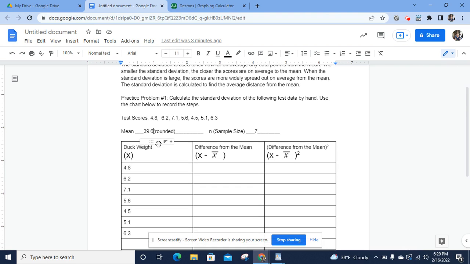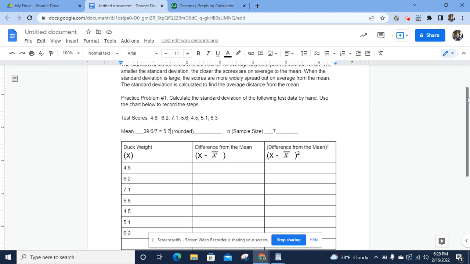So the first thing I need to do is, of course, calculate the mean. Now, my number of ducks I've got a sample of is 7. So I'm going to divide by 7, and then I'm going to get 5.7. When I divide 39.6 by 7, I get 5.7, rounded, of course.